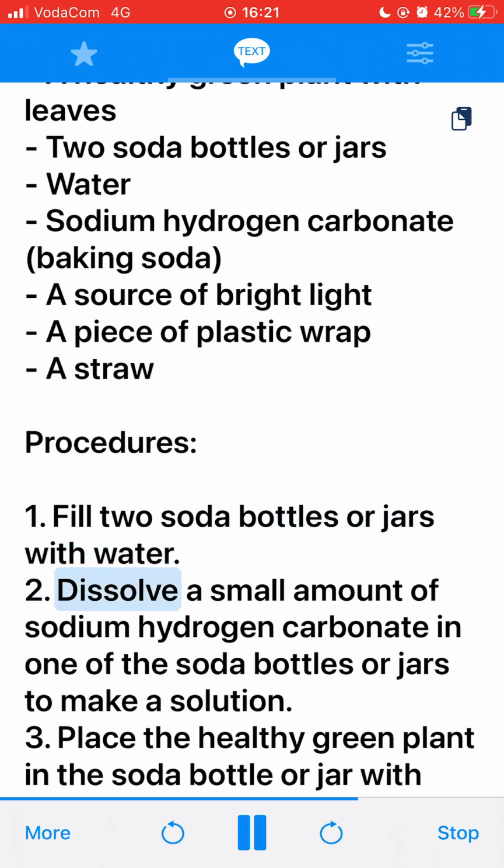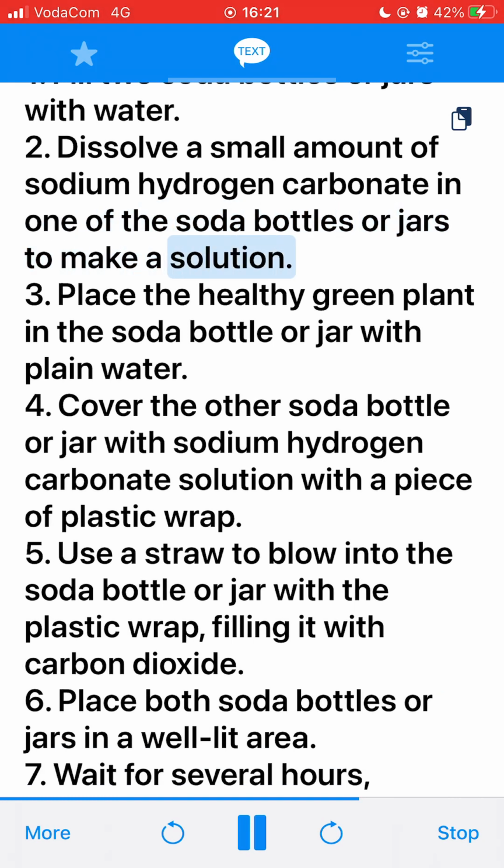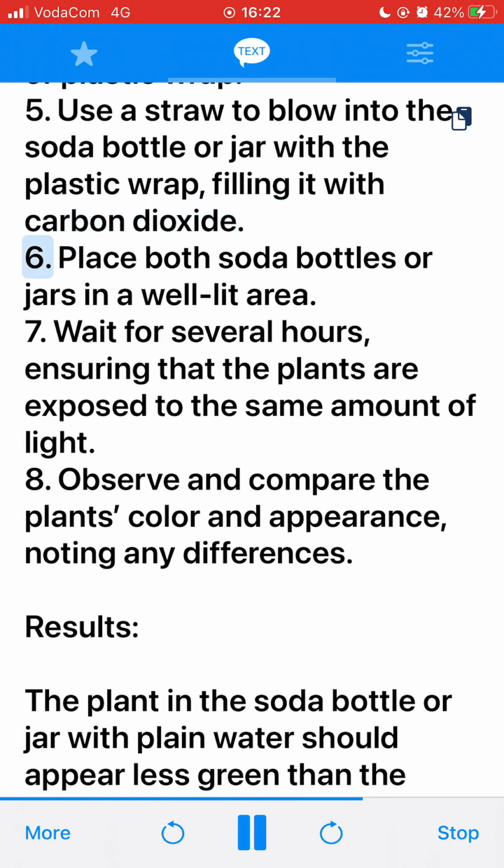Procedures. 1. Fill 2 soda bottles or jars with water. 2. Dissolve a small amount of sodium hydrogen carbonate in one of the soda bottles or jars to make a solution. 3. Place the healthy green plant in the soda bottle or jar with plain water. 4. Cover the other soda bottle or jar with sodium hydrogen carbonate solution with a piece of plastic wrap. 5. Use a straw to blow into the soda bottle or jar with the plastic wrap, filling it with carbon dioxide. 6. Place both soda bottles or jars in a well-lit area. 7. Wait for several hours, ensuring that the plants are exposed to the same amount of light. 8. Observe and compare the plant's color and appearance, noting any differences.